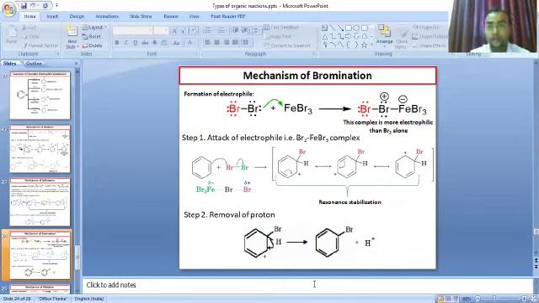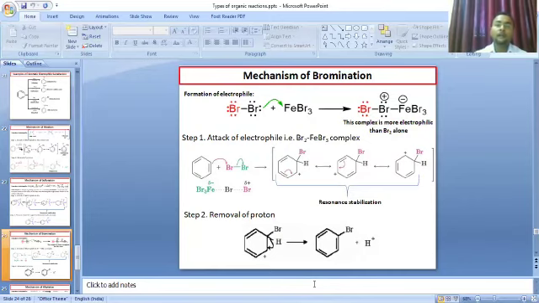So that is the very critical step, and the bromine reacts with the ferric bromide. This complex is more electrophilic than bromine alone, because there is a positive charge at the bromine atom, and this bromine ferric bromide complex works as an electrophile and attacks the benzene nucleus to give the resonance stabilized structures. The positive charge is delocalized throughout the benzene nucleus, and the pi bond electrons are also delocalized onto the benzene ring. In the second step, the proton is easily removed and we get the product bromobenzene. So this is electrophilic substitution, because bromine substitutes hydrogen as a proton.